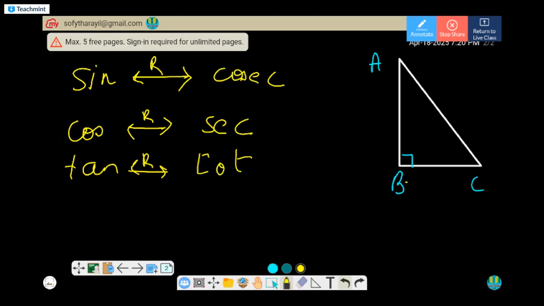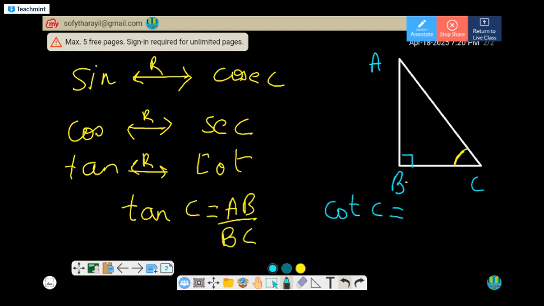So suppose I take tan C. The last question we have done was tan C. Tan C is AB upon BC. And from this, I want to find cot of C. Tan and cot are reciprocal of each other. So if you want to take the reciprocal of this ratio, just flip it. Just take it upside down. AB upon BC will become BC upon AB.